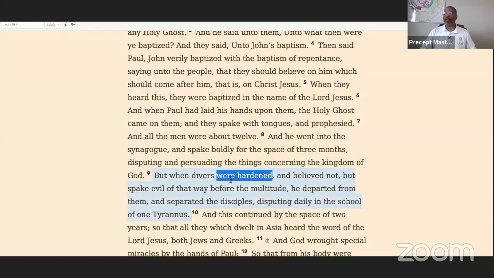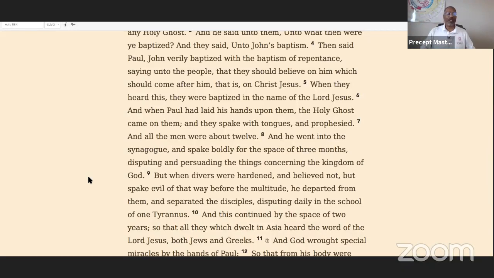But when divers were hardened and believed not, but spoke evil before the multitude, he departed from them and separated the disciples, disputing daily in the school of Tyrannus. So these are the problems that we were having. These are the issues that were going on. So Paul had to sit there and persuade people to get them to understand what was happening.